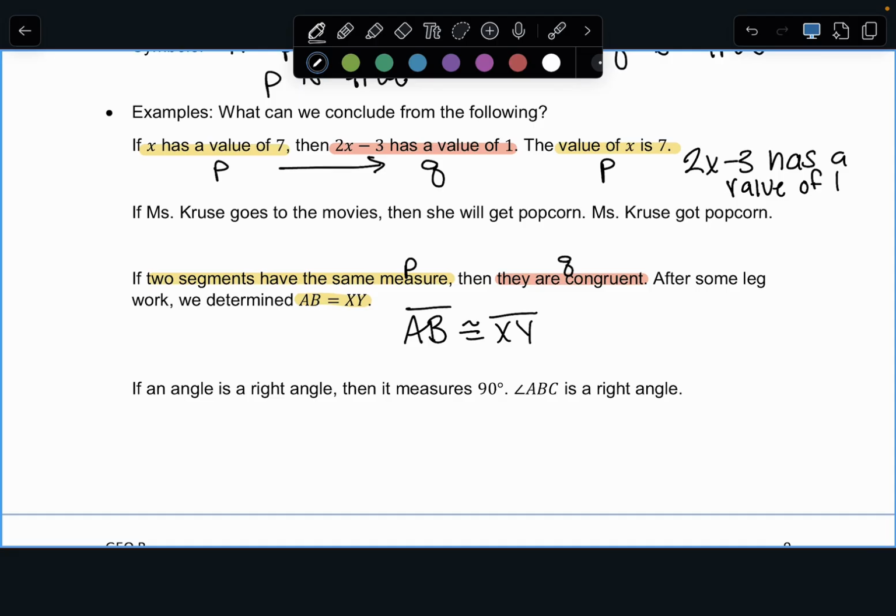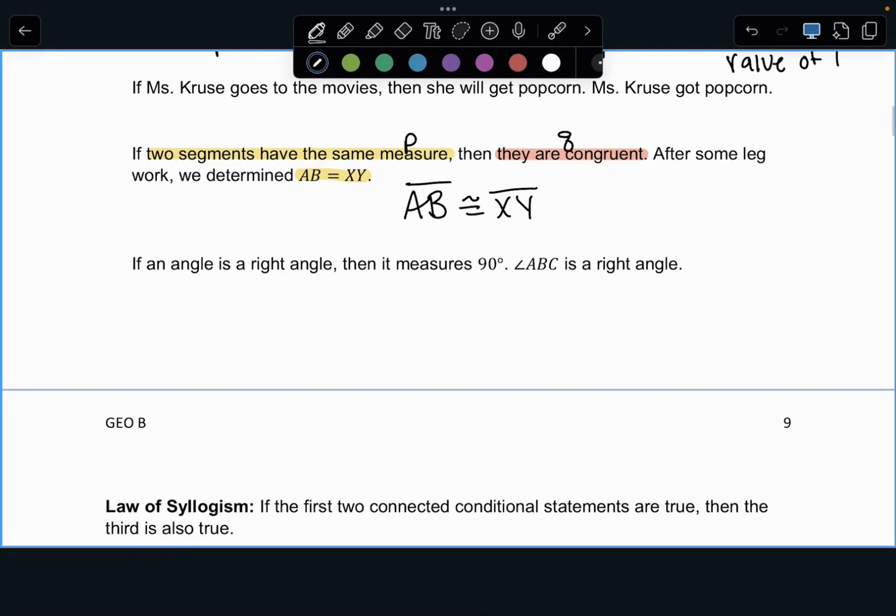Okay. Focus. So again, we have a specific example of our hypothesis. We plug it in and we get a specific case for our conclusion. That's it. We do it again. This one says if an angle is a right angle, so that's going to be P, an angle is a right angle, then it measures 90 degrees.